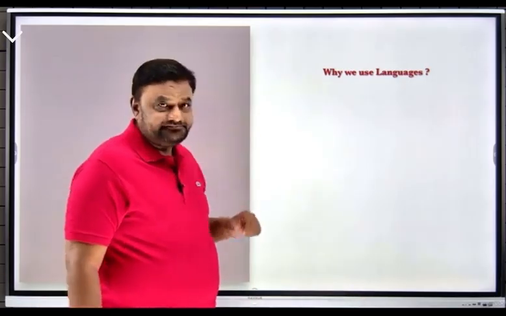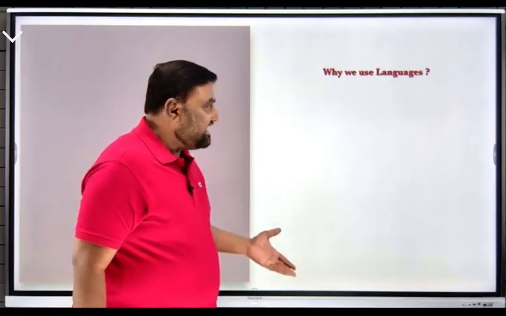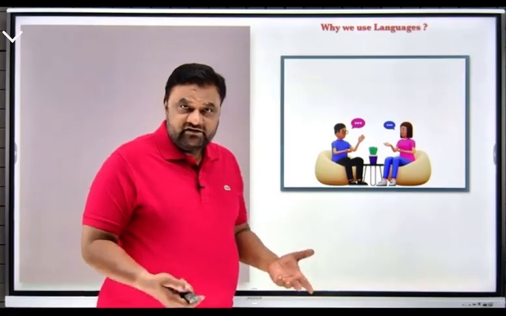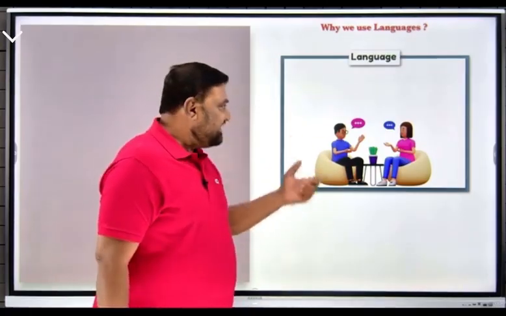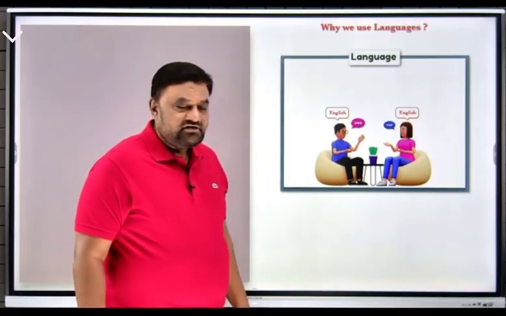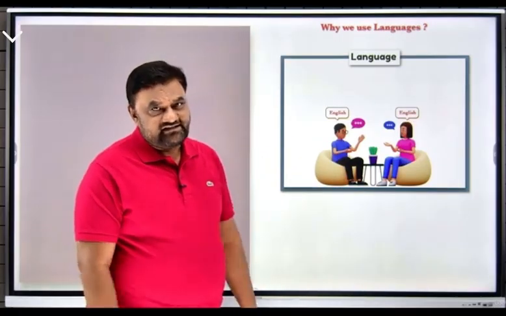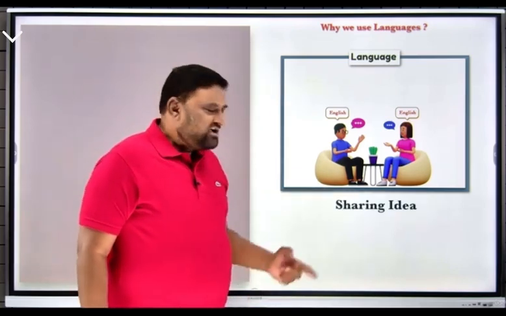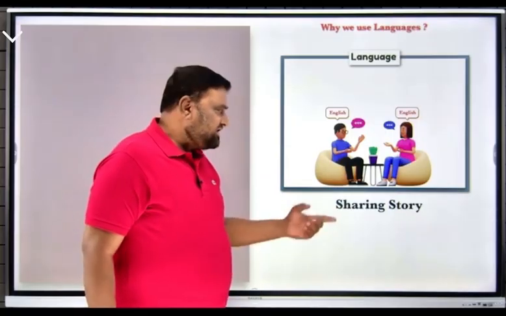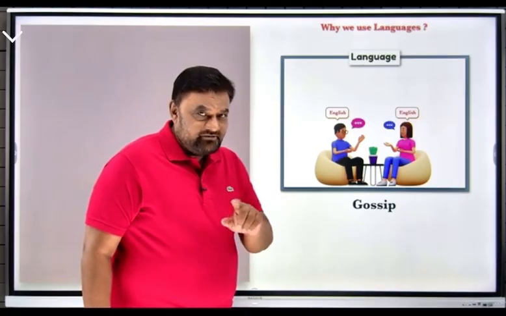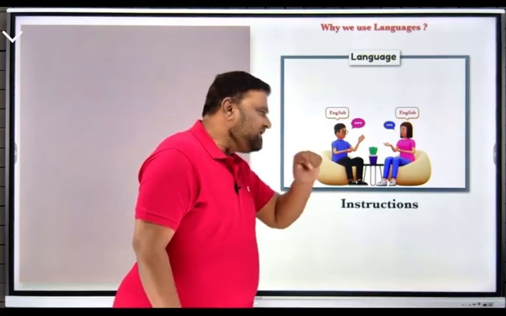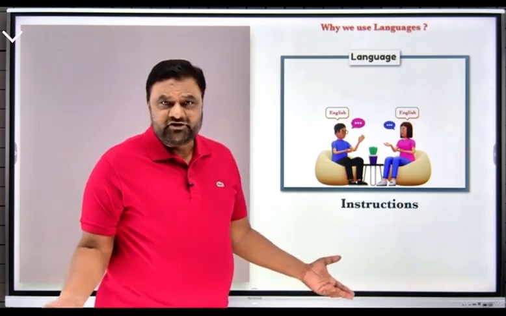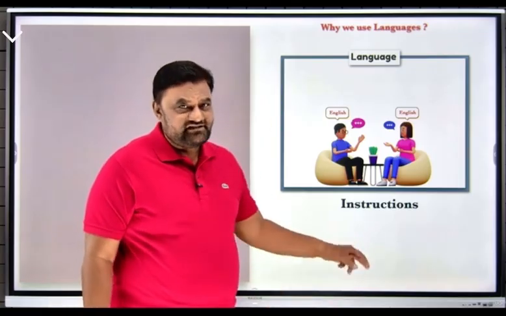So let us start. First we'll see why we use languages. See, when two people are talking to each other, they are communicating, they use some language. Like they are using English language. Now the question is what they are talking about. They may be sharing ideas, they may be sharing a story, or they may be gossiping. Now the important thing, one may be giving instructions to another. Language is used for various type of communication, and one of the important communication is instruction.